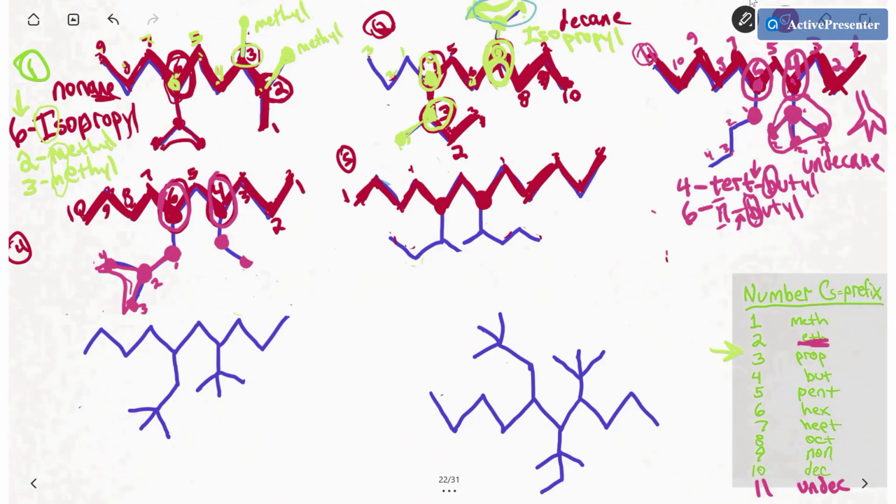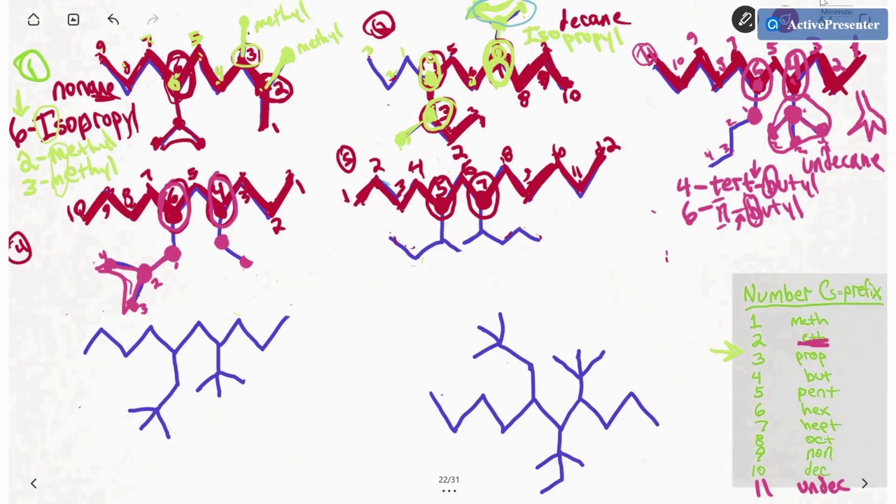So 1, 2, 3, 4. Here's 5, the first substituent. So carbon 5 is the connecting carbon on this parent chain. And then we have 6, and then 7 is another connecting carbon on this parent chain for another substituent. And then 8, nothing, 9, nothing, 10, nothing, 11, nothing, 12, nothing.